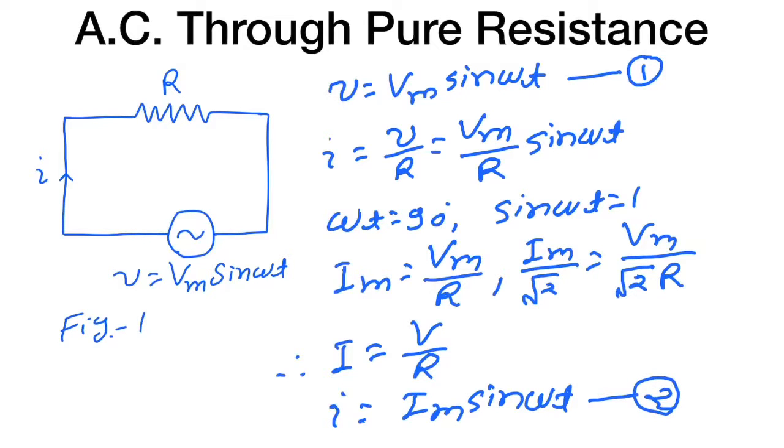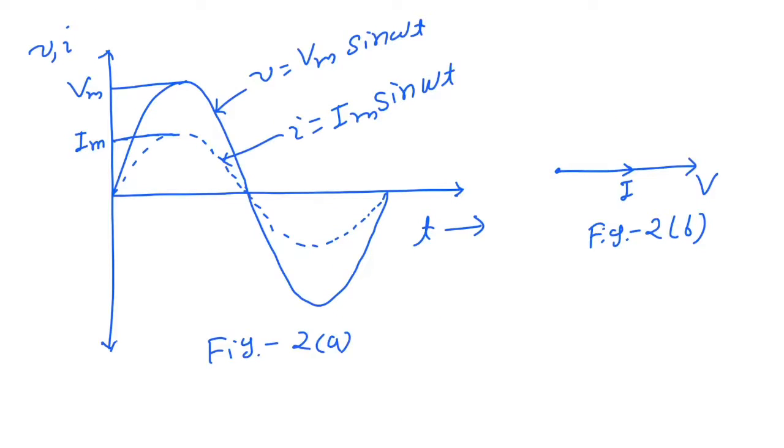Now from equations 1 and 2, we can see that both voltage and current are in phase. The phase difference of voltage and current is 0. So current through resistance and voltage across resistance have the same phase. The phase difference is 0. The waveform of current through resistance and voltage across resistance is shown in figure 2a. Here we can see that both alternating voltage and current reach their maximum value and zero value simultaneously.